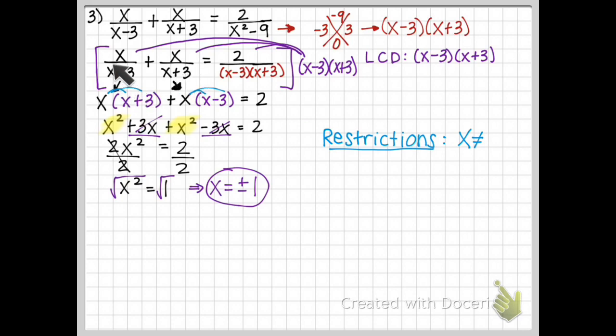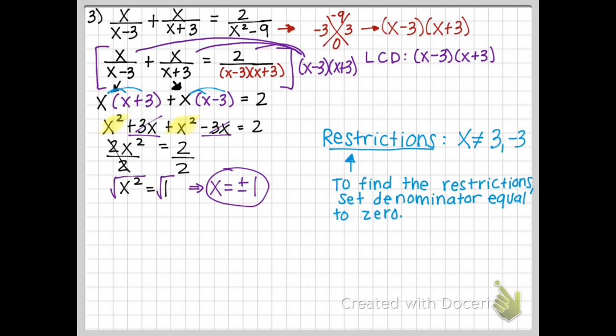Look over here. What would I plug in for x here to make it 0? Well, 3. 3 minus 3 is 0. And I can't have a denominator of 0. So our restrictions are negative 3 and 3. To find the restrictions, you can either just think about it logically, like, negative 3 plus 3 is going to equal 0, so x can't equal negative 3. And 3 minus 3 is going to equal 0, so x also can't equal 3.